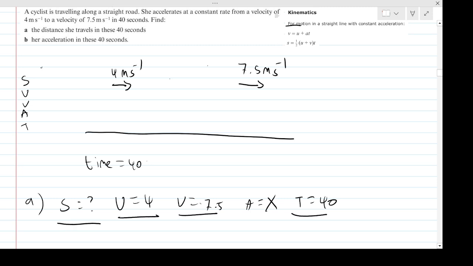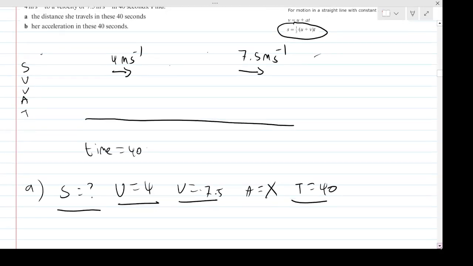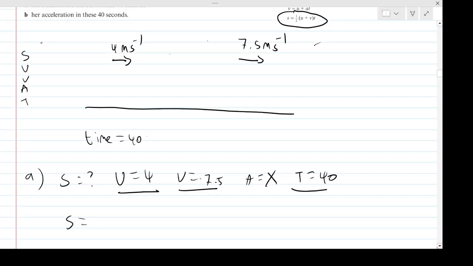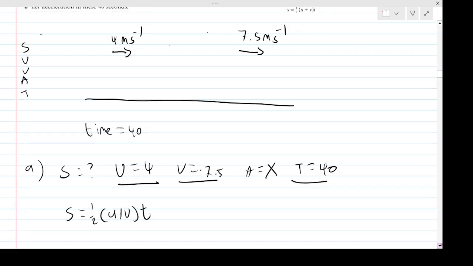If we then look at our two formulas, which one do we want? To work out which formula you want to use, which one does not include A? Because we don't care about A. It's this formula here: S is a half of U plus V times T. Right, so at that point, we just substitute the information in.